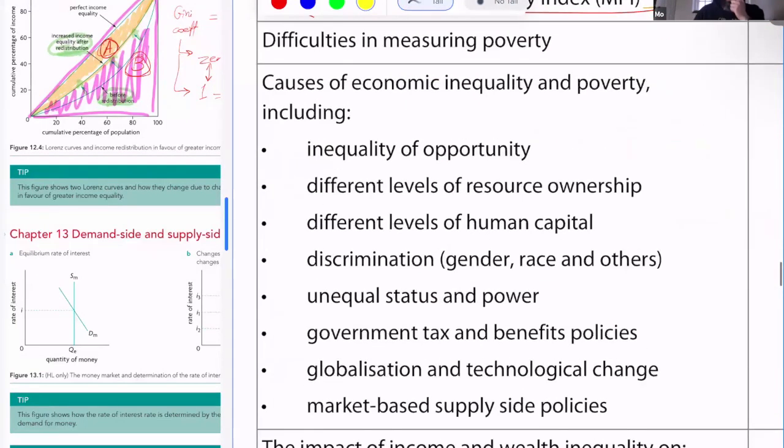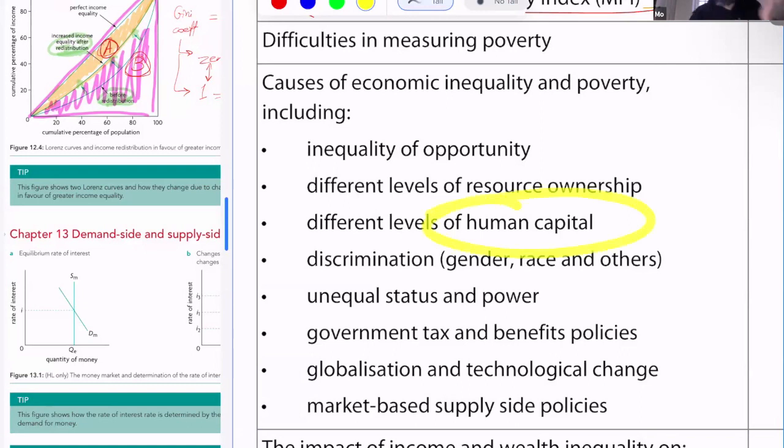Now, what are the causes of inequality and poverty? There are many listed in the syllabus. It might be an inequality of opportunity. Some people have access to more opportunities so they can better themselves, improve their economic well-being, and escape poverty. Some people might not have access to opportunity. Different levels of resource ownership: the more resources you own, the more income you can generate, the less likely you're going to be poor. If you don't own any resources other than your labor, you're more likely to be poorer than a person who owns a lot of capital, a lot of land, and so on and so forth.